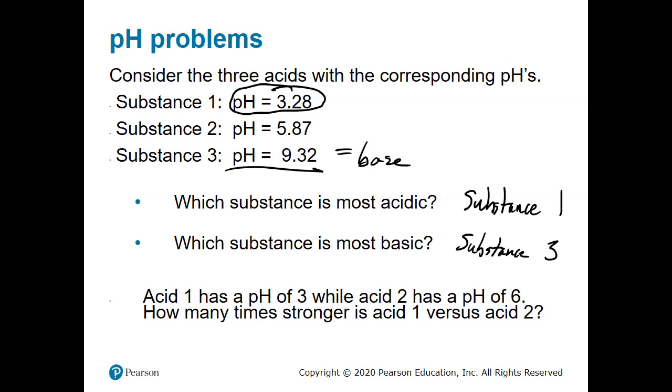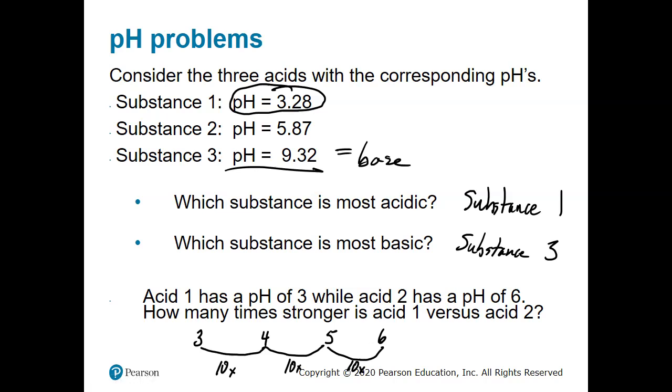Okay, let's look at the second question. I have acid number 1 has a pH of 3. Acid number 2 has a pH of 6. How many times stronger is acid 1 compared to acid 2? Right. How did you come up with 30? Okay. All right. You're close.